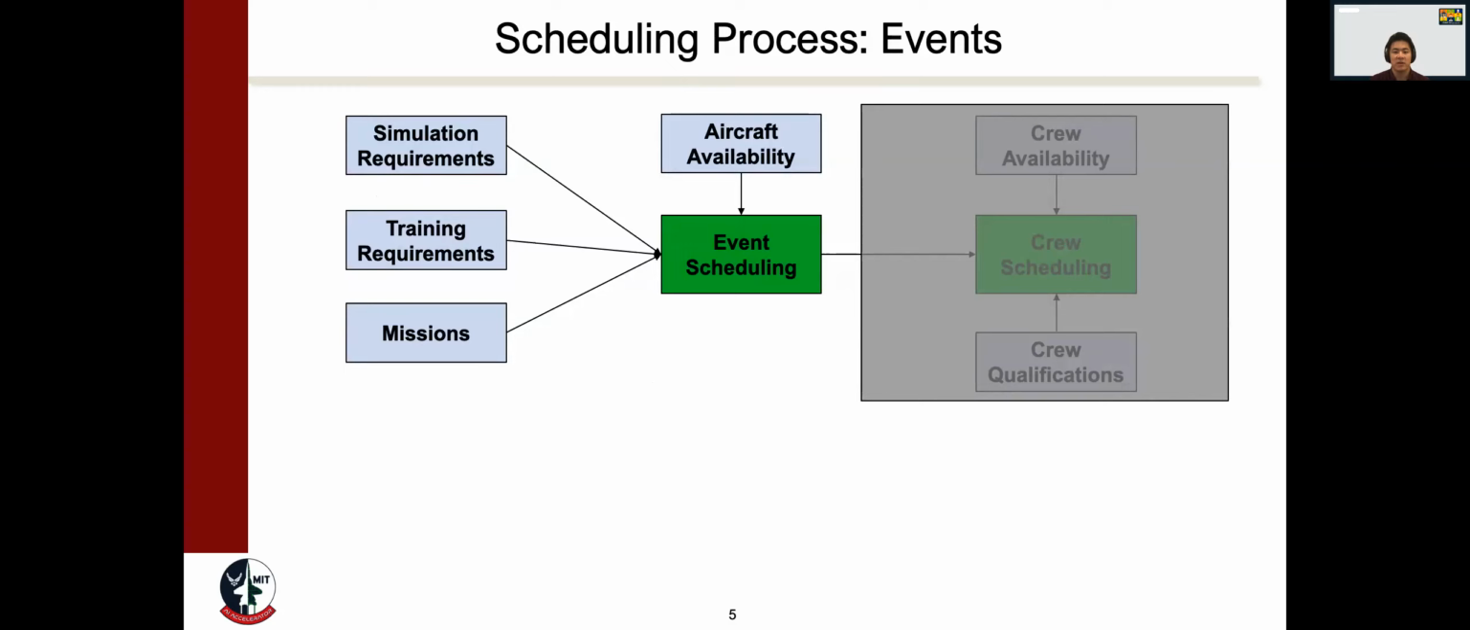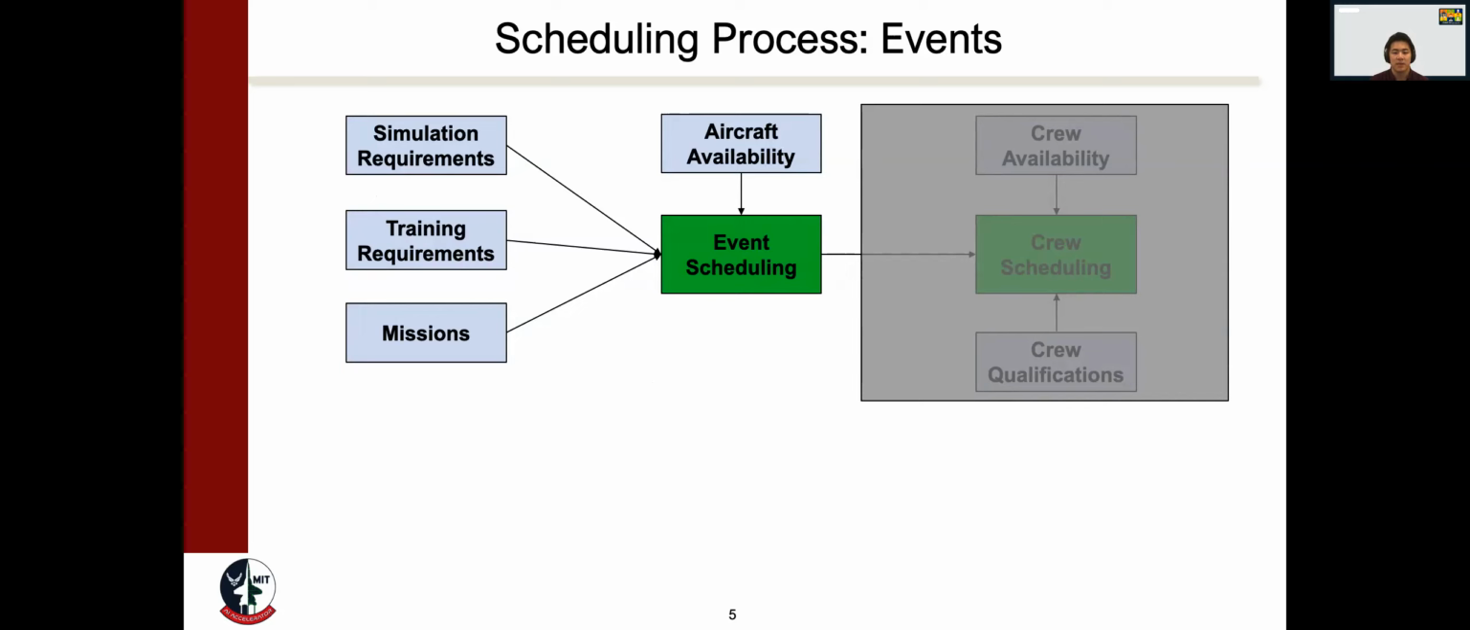Here's an overview of the entire scheduling process. There are 2 main steps in the scheduling process in green. The first is event scheduling, which is deciding when each event is, how long it is, and with which aircraft it is. The second is crew scheduling, which is assigning personnel to each event.